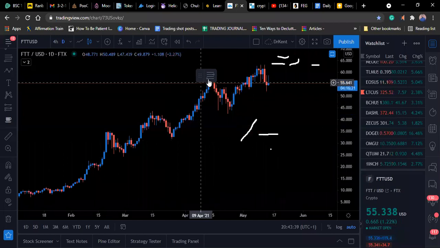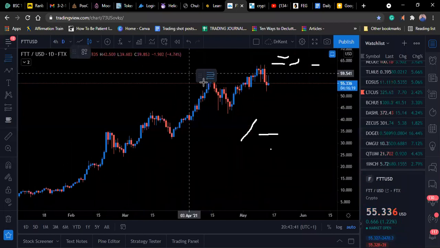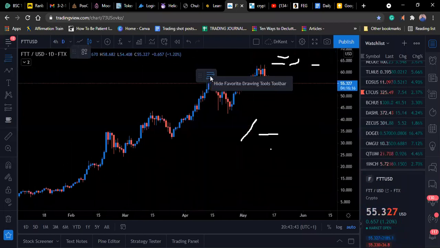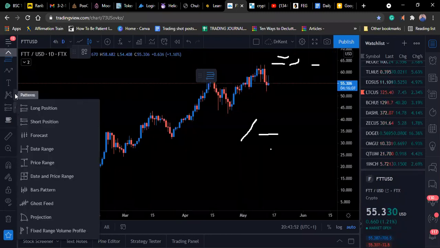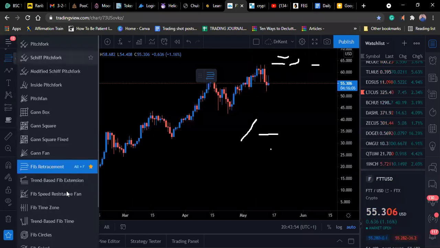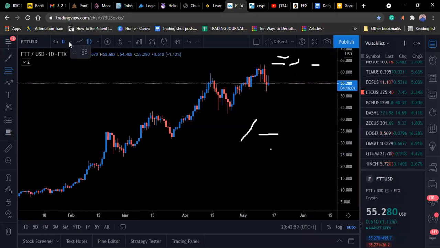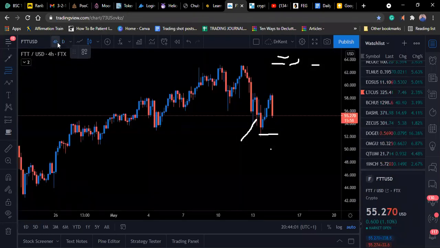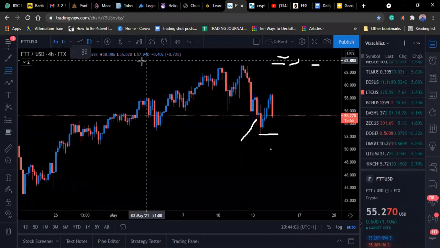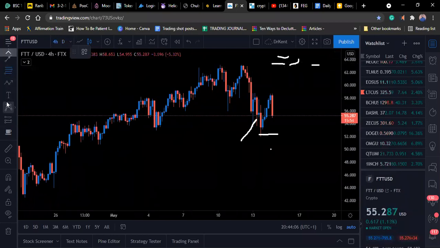So sometimes what I tell people to do is, if you're going to set a stop loss, for example, you want to sell this market or you want to buy this market.